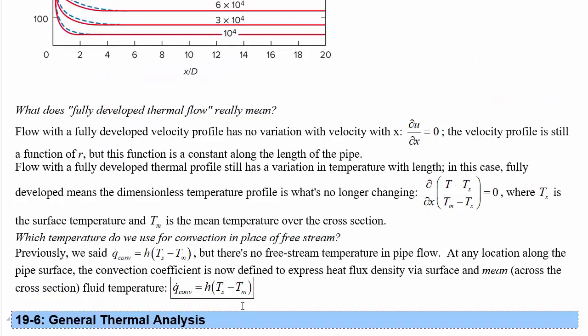For instance, we don't have necessarily a surface versus a free stream that we could use before. So what is the free stream when you're talking about internal flow? What we have instead is the mean temperature. Use mean temperature rather than the center temperature, because the mean temperature across the cross section is going to be better for determining energy calculations, which we're going to do in the next section.